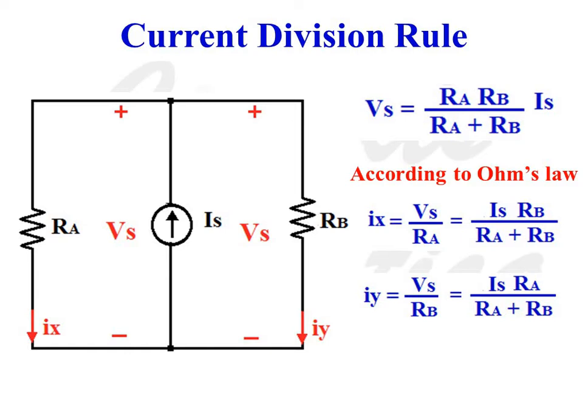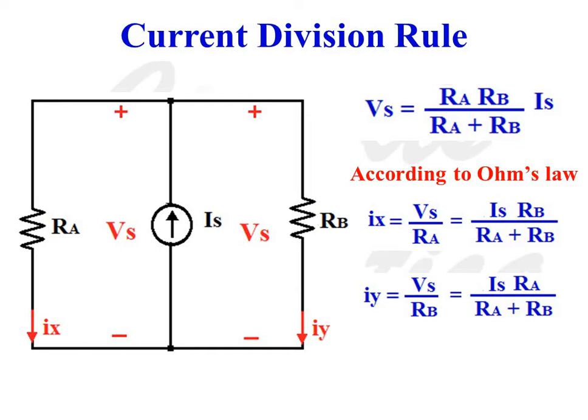The current source Is is connected across two resistors of value Ra and Rb connected in shunt. Equivalent resistance of the shunt combination is Ra·Rb the whole divided by Ra plus Rb. Voltage drop across the shunt combination is Vs equal to Is into R equivalent. So Vs is equal to Is into Ra·Rb the whole divided by Ra plus Rb.